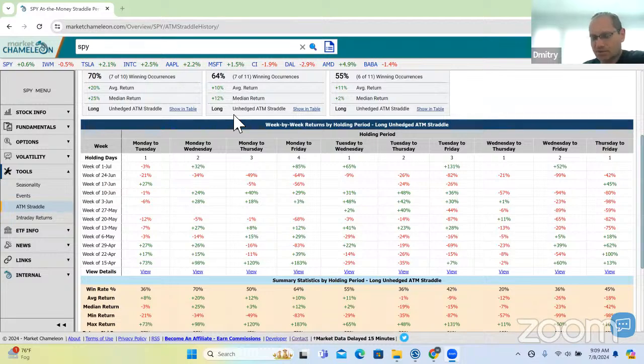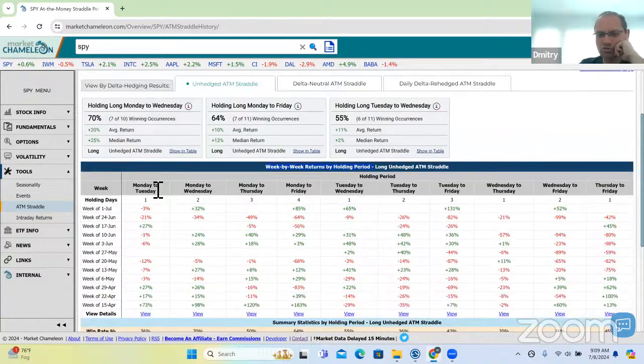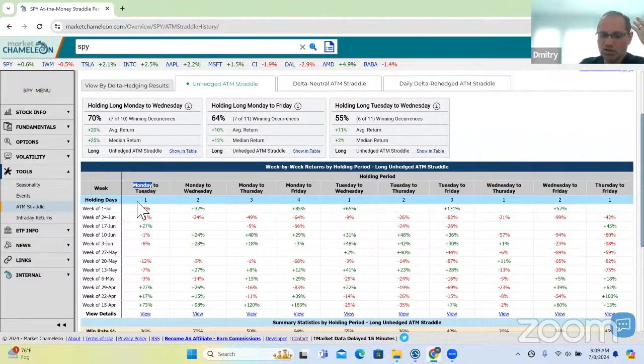Okay, so a couple things you'll see here. These are looking at week by week, and within the week, we capture the straddle and say, well, how does the straddle in SPY, so this would be the at the money straddle that covers these days, perform from Monday to Tuesday?